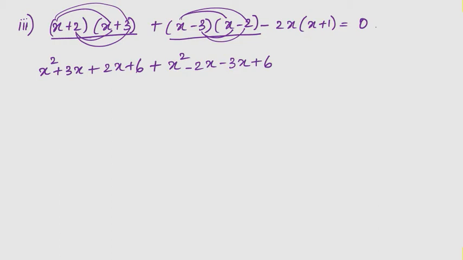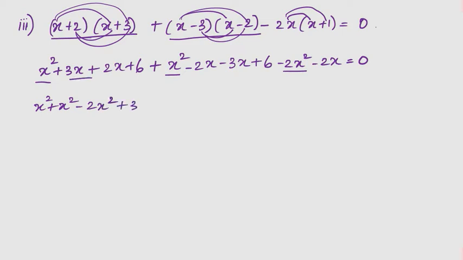Next multiply minus 2x into x, minus 2x square, minus 2x into plus 1, minus 2x is equal to 0. Let us write the x square terms together, that is x square plus x square minus 2x square. Then x terms, plus 3x plus 2x minus 2x minus 3x minus 2x. Then the numerical values, that is plus 6, again plus 6 is equal to 0.